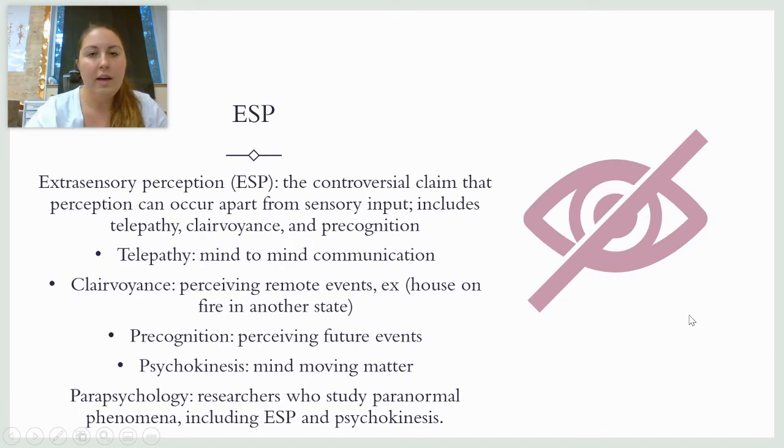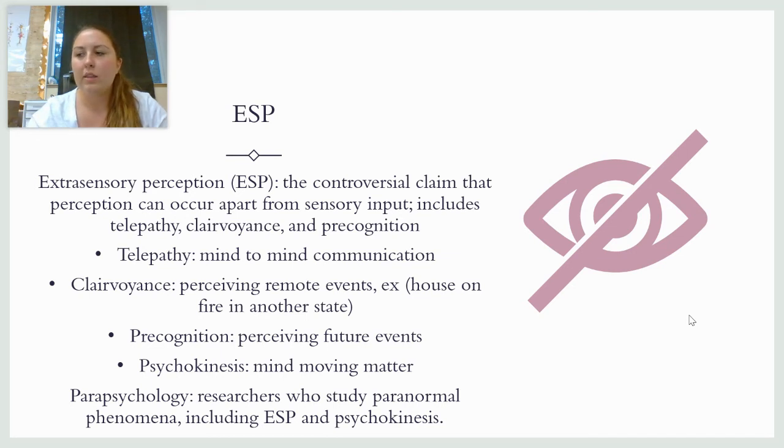Now, ESP is the controversial claim that perception can occur apart from sensory input. So if a person says they have ESP, they might say they're a psychic or a medium, or they have telepathy. And basically what researchers have found is that they haven't been able to demonstrate this in a lab setting at all. So telepathy is mind-to-mind communication. Clairvoyance is perceiving remote events. For example, there's a house on fire in another state.